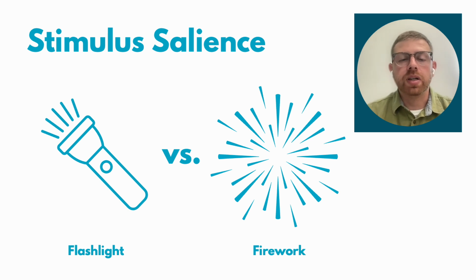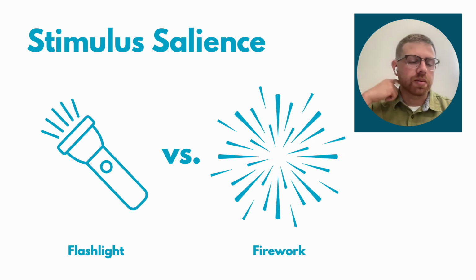Another example of stimulus salience is something like a flashlight versus a firework. Right? A firework is something that's going to have a lot more stimulus salience than a flashlight. Right? We think about the size and the sound of a very large firework going off versus the light that's emitted from a flashlight.